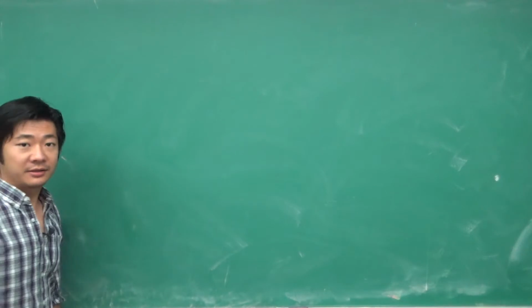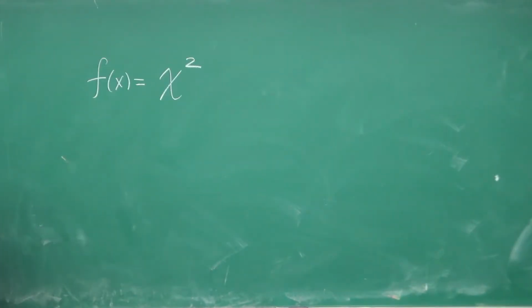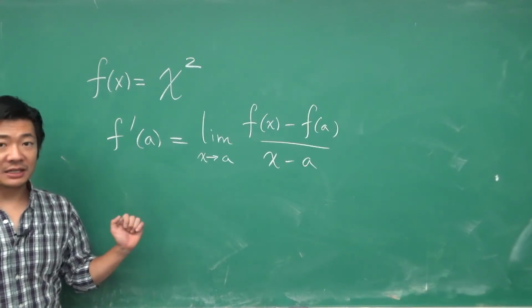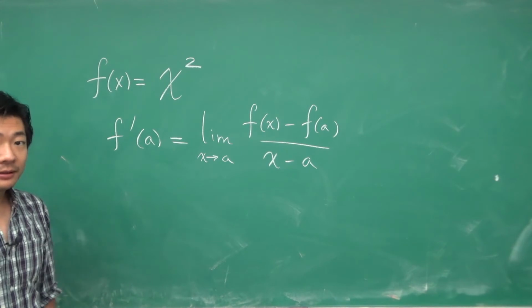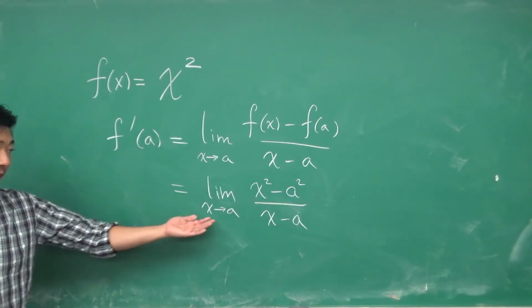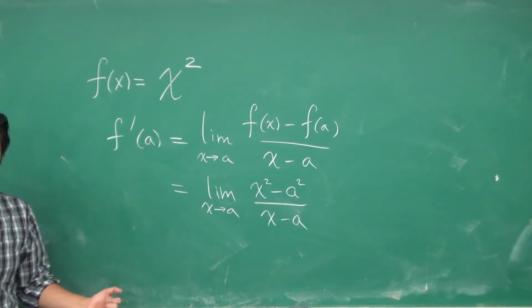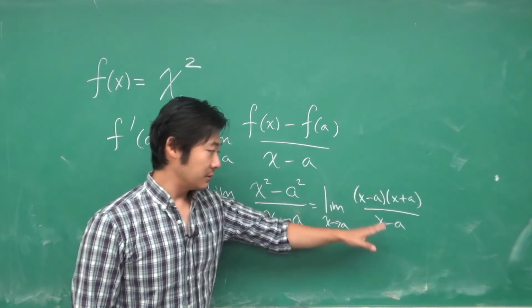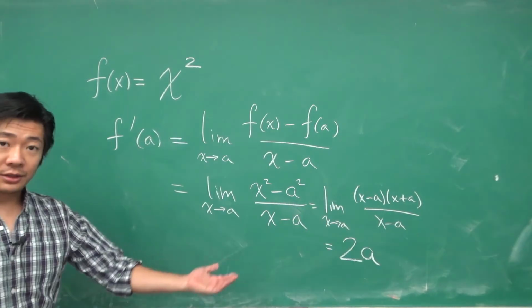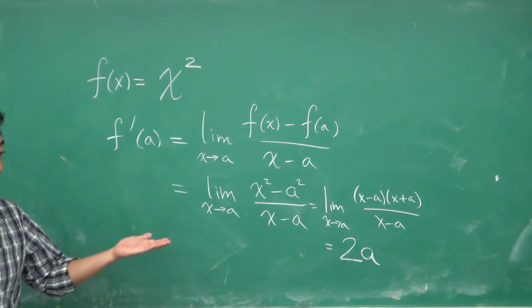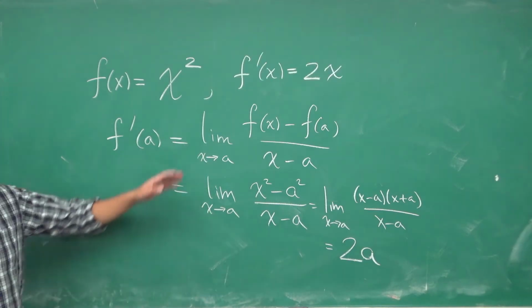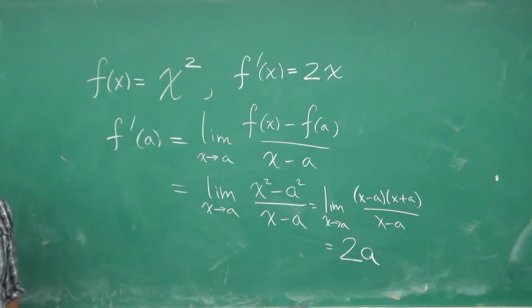So let's do a quick example. If f of x is x squared, then what's f prime of a? This is going to be the limit as x goes to a of f of x minus f of a divided by x minus a, which is the limit as x goes to a of x squared minus a squared divided by x minus a. We can factor the numerator. These will cancel, so we end up with 2a. So f prime of a is 2a. Or if you write it as a function of x, f prime of x is 2x.